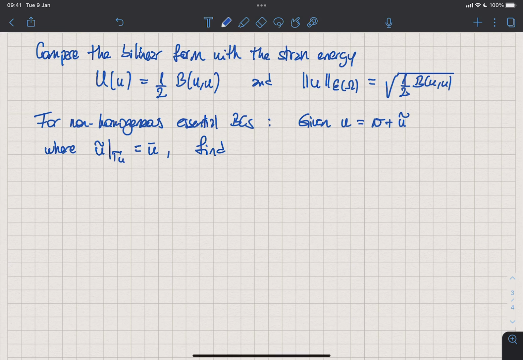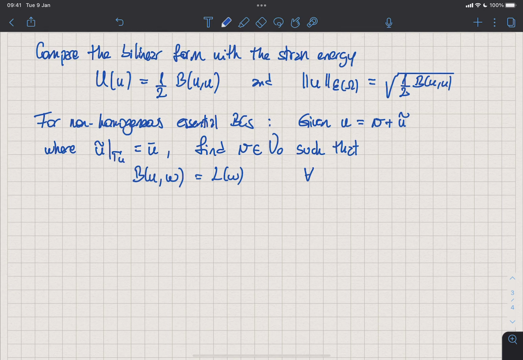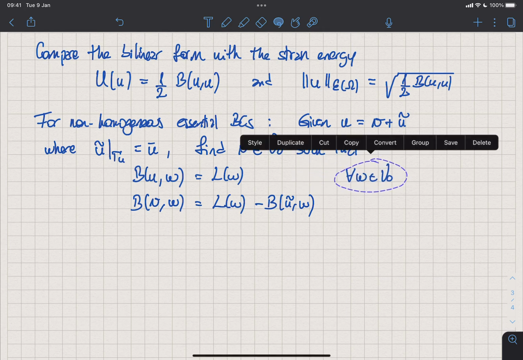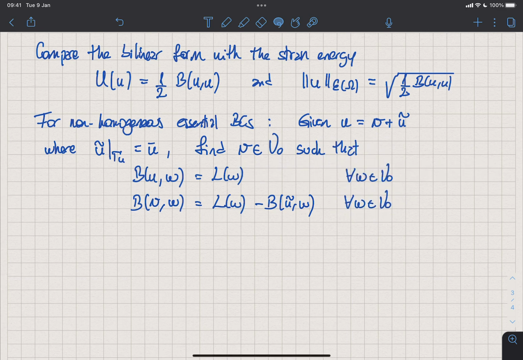Then our basically weak form of the problem is: find v that belongs to some space. Now I'm talking about space, and I'm going to explain what this v naught means in a minute, such that b of u comma w is equal to L of w. So I have not changed anything so far, for all w's in that space v naught, right? But now I'm going to see what is that v, and I'm going to write it like this. So it's basically this u is v plus u tilde. So when I do that, I basically get this equation. I'm going to move this to the right.